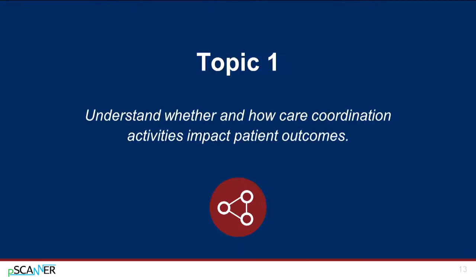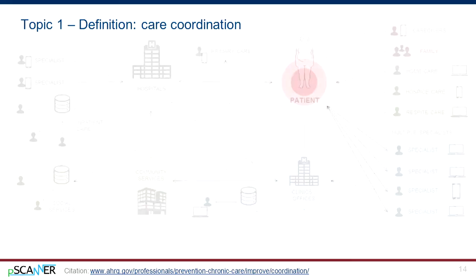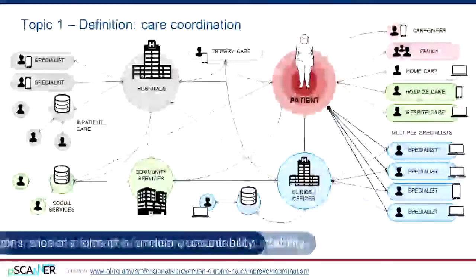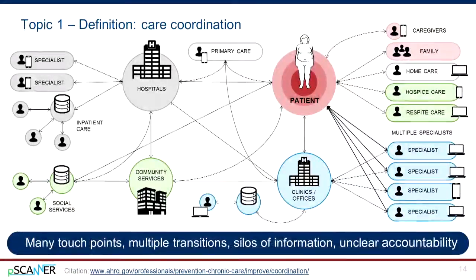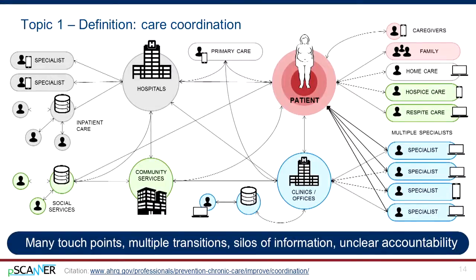Topic 1. Understand whether and how care coordination activities impact patient outcomes. Patients with heart failure often have multiple providers involved in their care, such as primary care physicians, cardiologists, nephrologists, nurses, etc., family members and friends who assist with daily activities, and community services they use. All of these participants make up a person's care team.